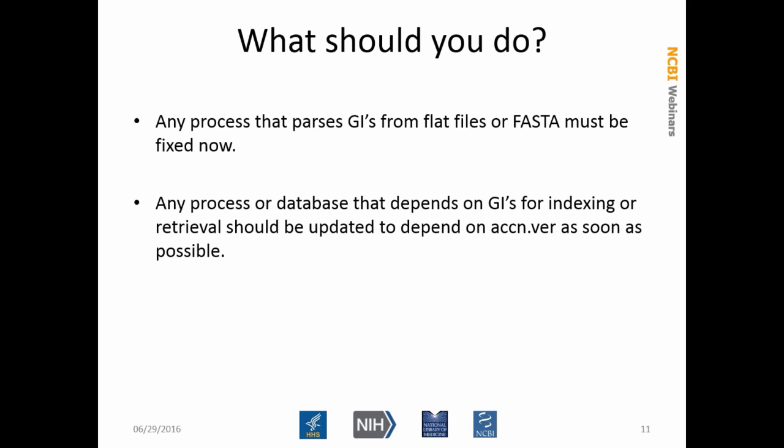So our recommendations at this point in time: any process that parses GIs from flat files or FASTA must be fixed as soon as possible, now preferably. So start working on those. Those are the biggest problem. Any process or database that depends on GIs for indexing or for retrieval should be updated to depend on accession.version instead. So we're recommending that you switch those primary keys away from GIs to accession.versions if you're using those in some way, and that should be done as soon as you can possibly do it. But again, the most critical thing is if you're parsing GIs out of those flat files or FASTA.